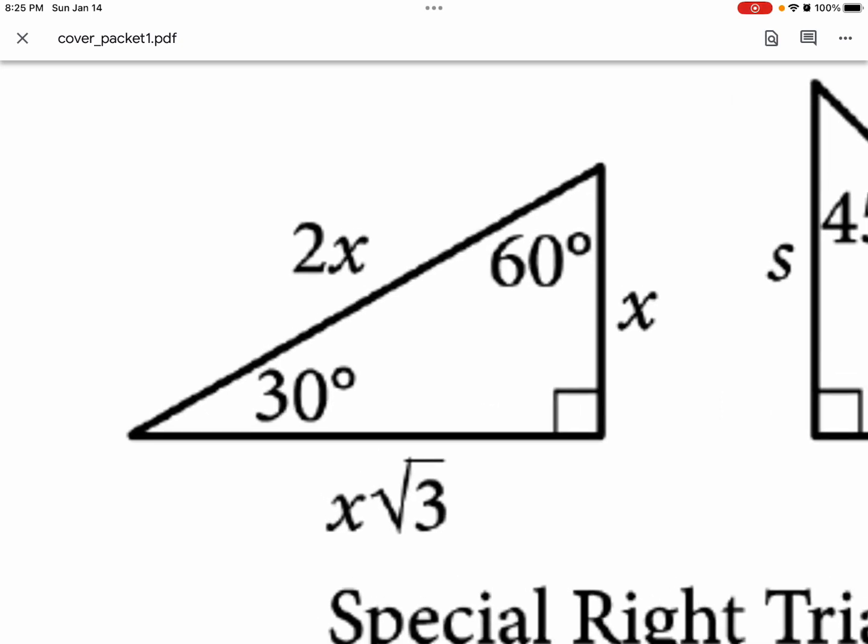So remember that your side ratios: your small side, your short side, which is labeled X, is the side that's across from the 30-degree angle. The long side is X root 3. That's across from the 60-degree angle. And your hypotenuse is 2X. That's just the relationship between the three sides of a 30, 60, 90 triangle. It is a special right triangle, and you have that on your formula page.